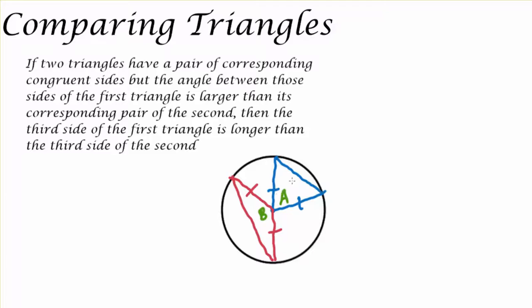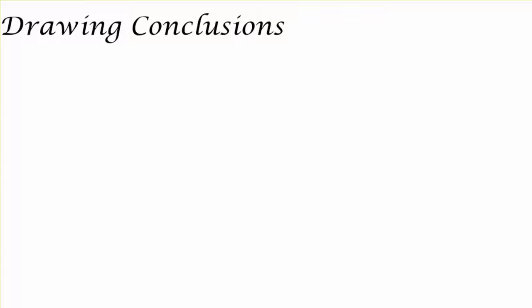Now, if I'm looking at angle A and angle B, and then side A and side B, if I make the determination that angle B is larger than angle A, then side B of the red triangle has to be larger than side A, as long as those two angles were within those congruent sides. So how can I use this and end up drawing accurate conclusions?